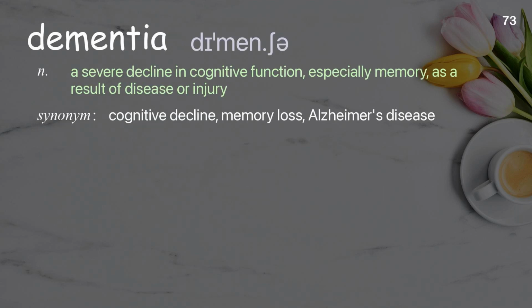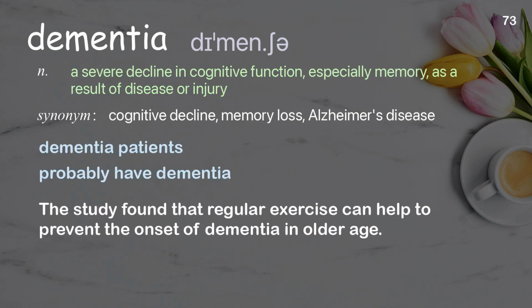Dementia. A severe decline in cognitive function, especially memory, as a result of disease or injury. Examples: dementia patients. Probably have dementia. The study found that regular exercise can help to prevent the onset of dementia in older age.